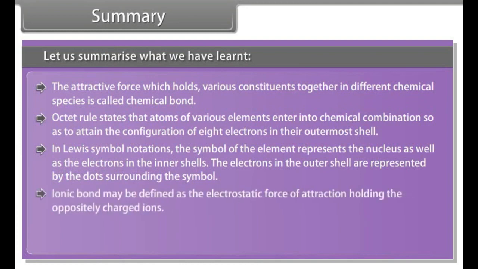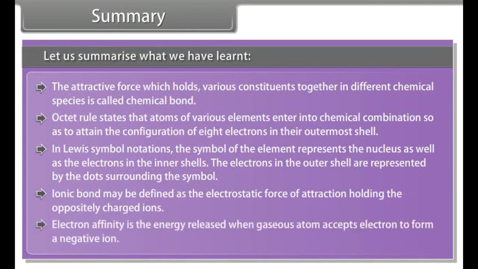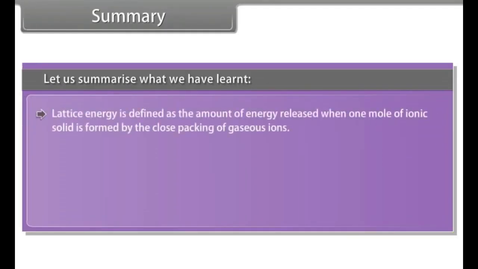Ionic bond may be defined as the electrostatic force of attraction holding the oppositely charged ions. Electron affinity is the energy released when a gaseous atom accepts an electron to form a negative ion. Lattice energy is defined as the amount of energy released when 1 mole of ionic solid is formed by the close packing of gaseous ions.